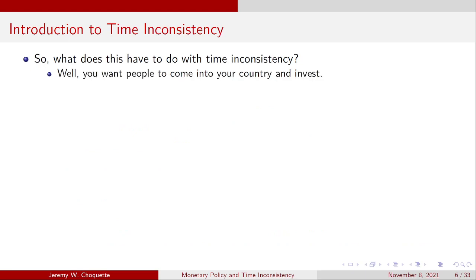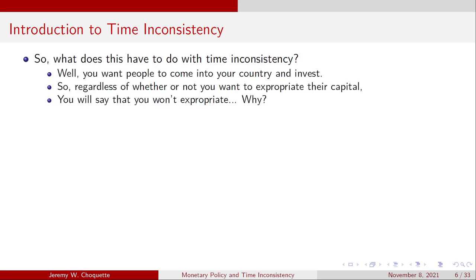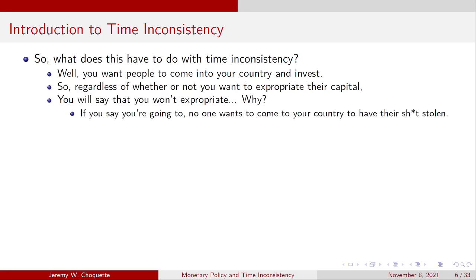If you want people to come into your country and invest, regardless of whether or not you want to expropriate their capital, you're going to tell them that you're not going to expropriate. I mean, why would you do this? Well, if you say that you're going to expropriate, like, hey, come into my country, come invest, and once you do, we're going to steal all your stuff and kick you out, people are going to be like, yeah, go pound sand. I'm not doing that. So you obviously have no incentive to tell them what you're really going to do, regardless of what you're actually really going to do, right?